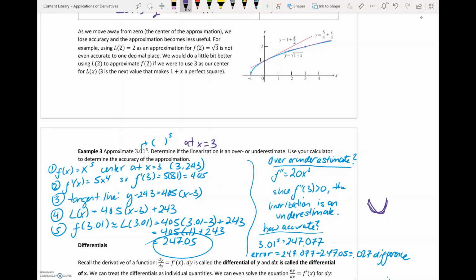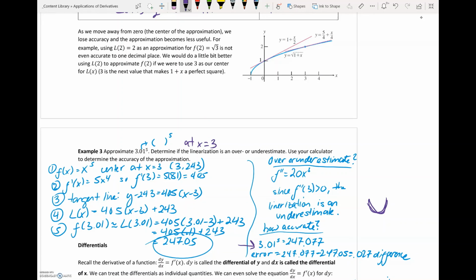You can also compare this with the calculator as well, and I wrote that over here. That's 3.01 to the power of 5, and your calculator is going to give you the same number but a different decimal, which is 0.077 instead. And then you can find your error by subtracting the two, and it's a 0.027 difference, which is very small.